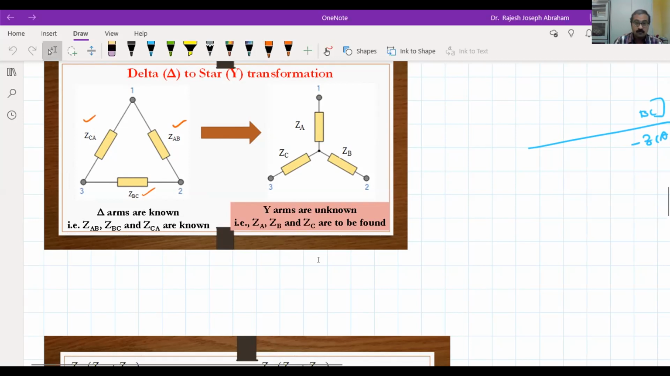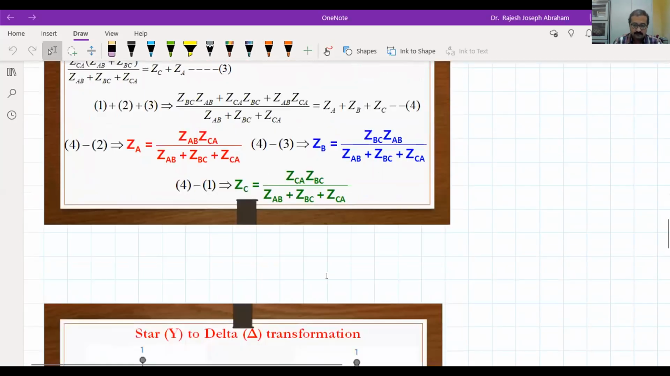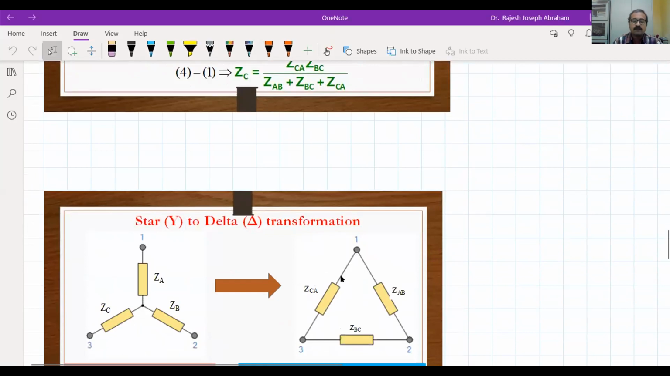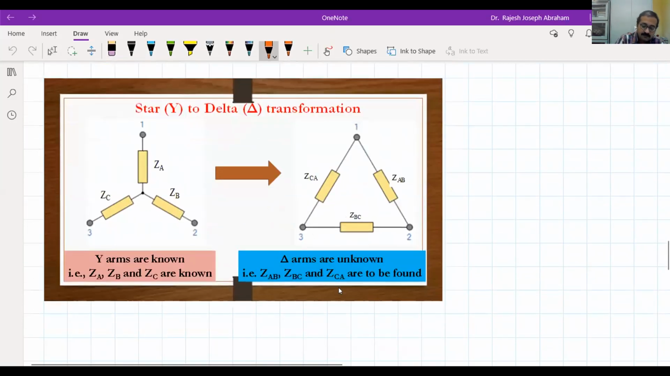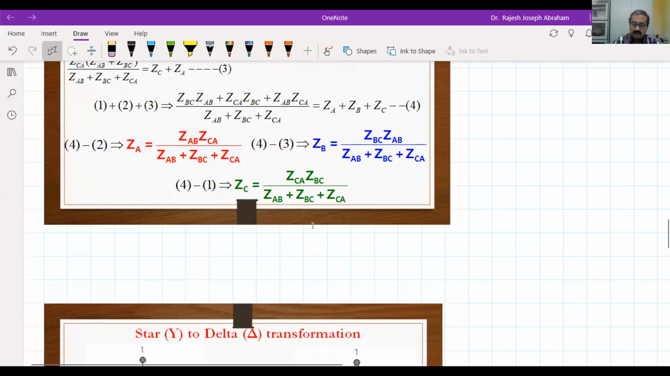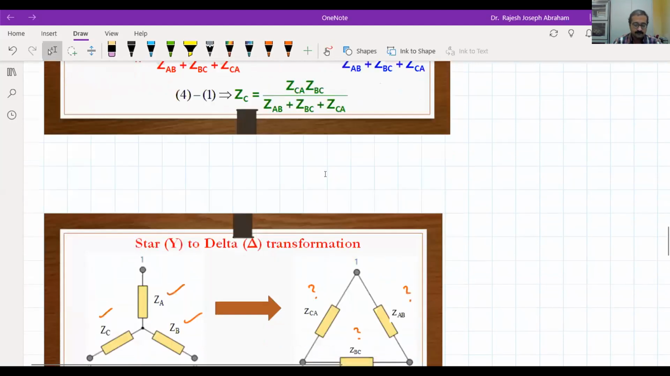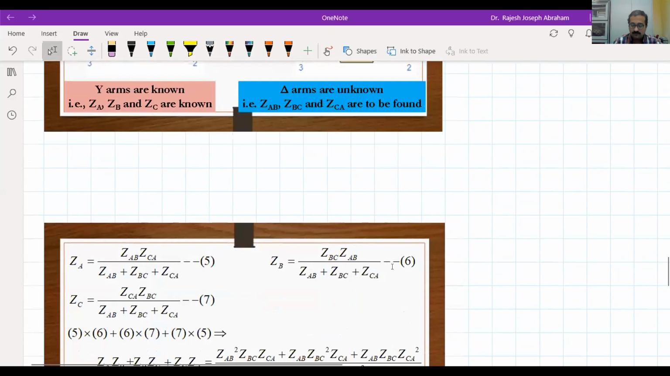Now the reverse, vice versa. You know the star branches, and we have to find the delta arms. So ZA, ZB, and ZC are known to us, whereas we have to find ZAB, ZBC, and ZCA. Again, we'll begin where we left off. This is ZA, this is ZB, this is ZC. I will call these equations 5, 6, and 7, as I have written here.